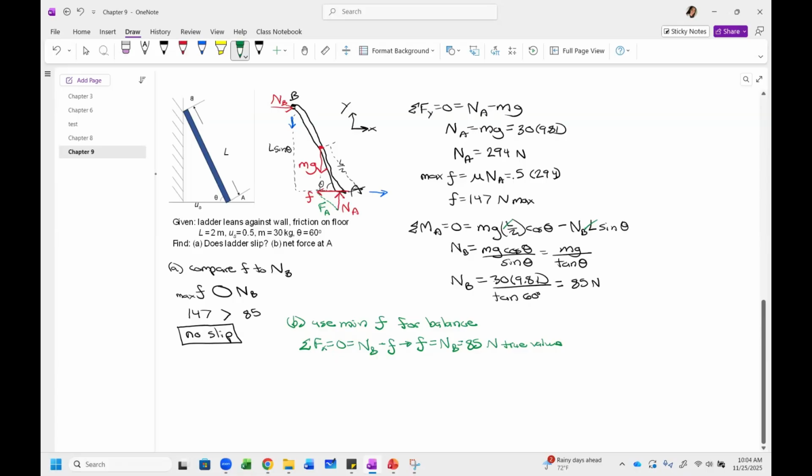Okay, so what we have to do here now is say total force at A equals the friction force squared plus the normal force squared, square rooted. And we're using minimum friction force for equilibrium. So this tells us we have 85 squared plus the N_A, which we got back up at the top, was the 294 squared. So plug those into a calculator and we get 306 newtons equals F_A. So this is the answer for part B.